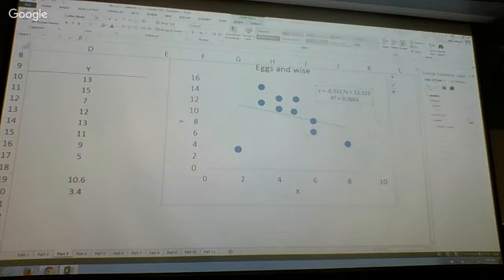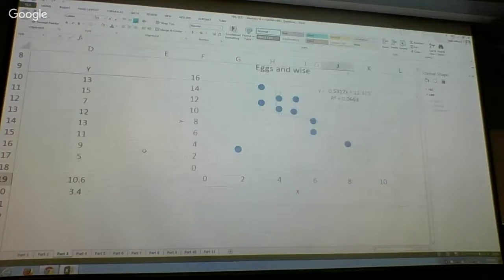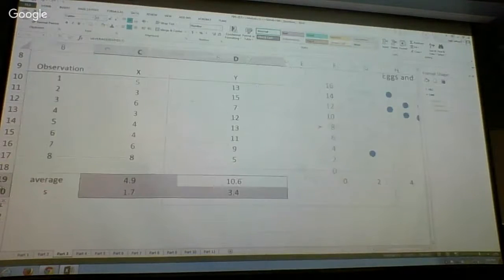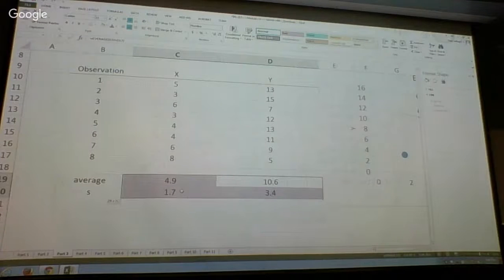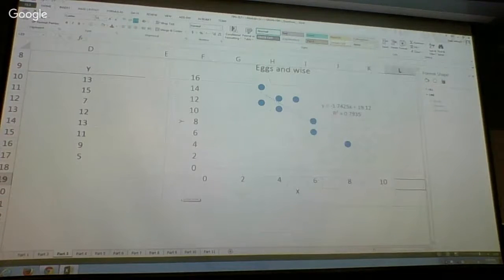Okay. Hey. What are you doing? There's too many dots on here. There we go. That feels more comfortable.